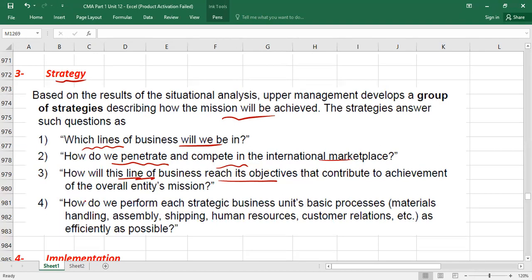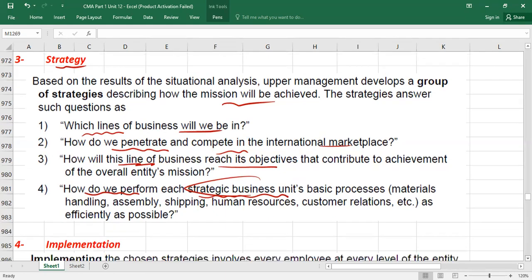Then you also need to answer how do we perform each strategic business unit. Strategic business unit means various different investments. So you have to think from each investment's point of view, like how they are performing, right? So when you are making a plan, actually you have to answer certain questions, right? So then the next stage is what? Implementation.